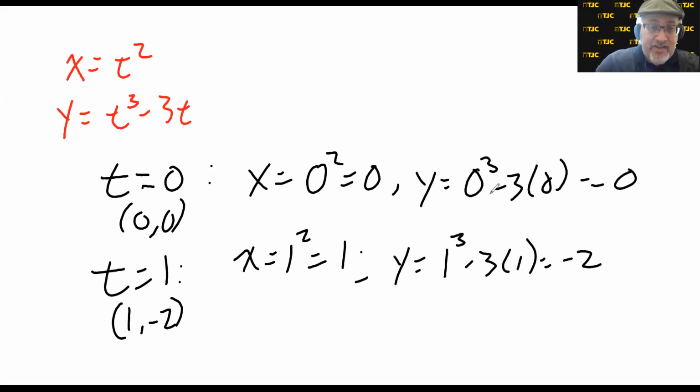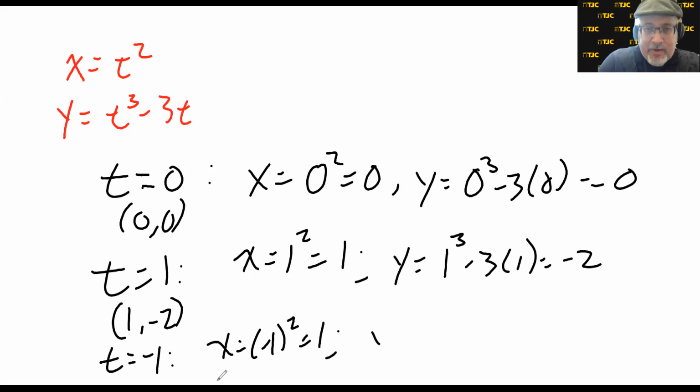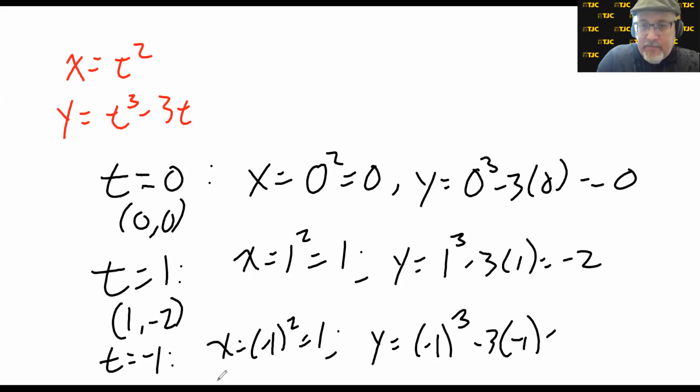And similarly, when t is equal to -1, that implies that x is equal to (-1) squared, which is 1. And y is equal to (-1) cubed minus 3 times -1. Watch your signs. That's equal to +2. So the point where t is equal to -1 is actually at 1, 2.